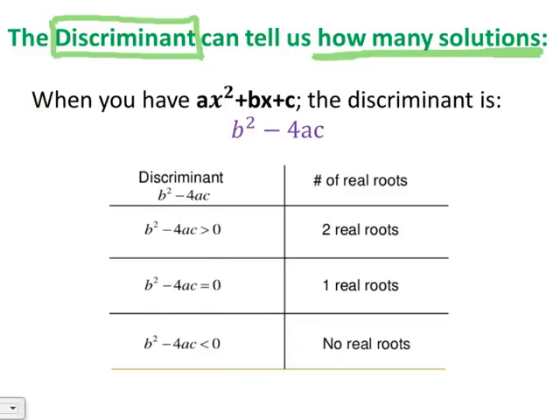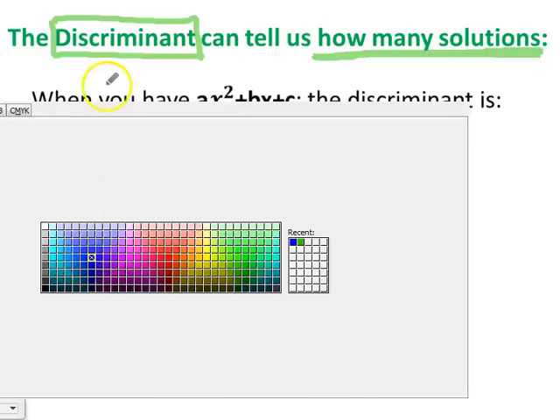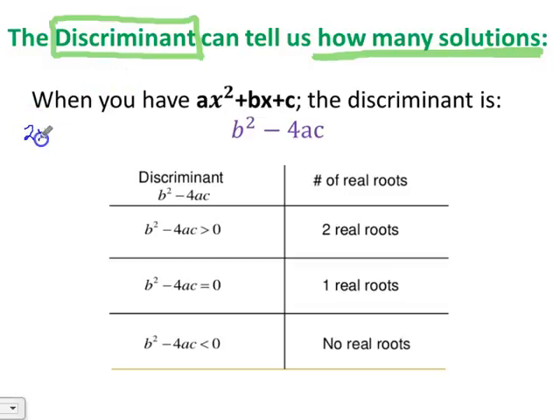Let's say we've got 2x squared minus 3x plus 6. So that's our quadratic equation. We're going to solve it eventually. But before we solve it, we want to know how many solutions we can expect. So we're going to use the quadratic formula, the discriminant, which is this right here.